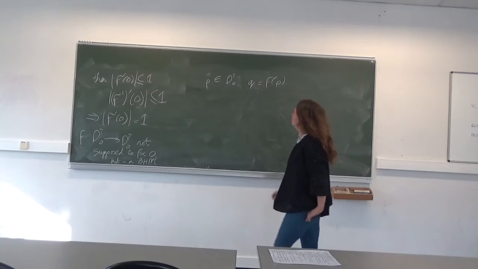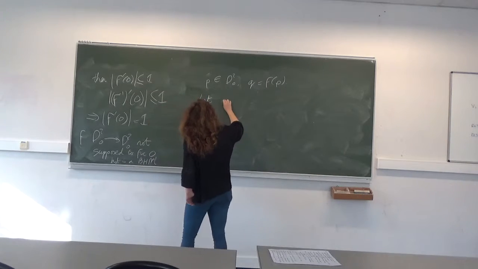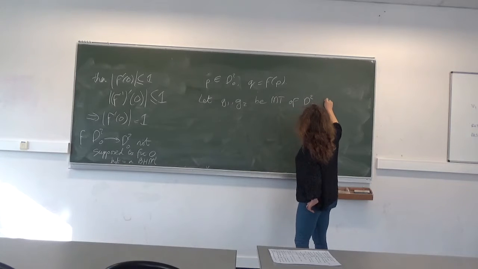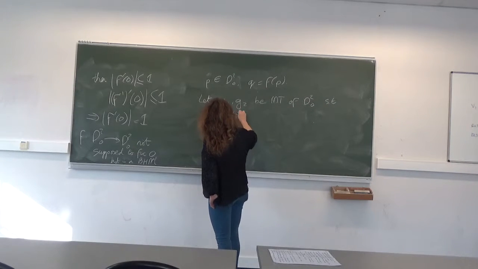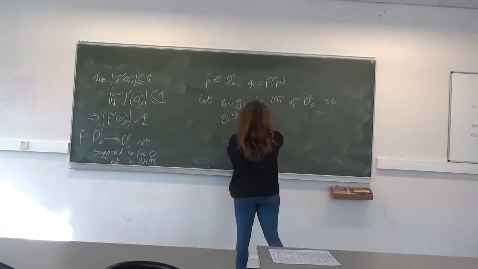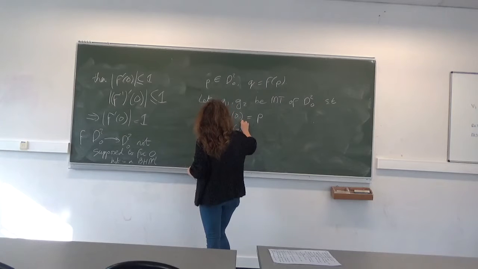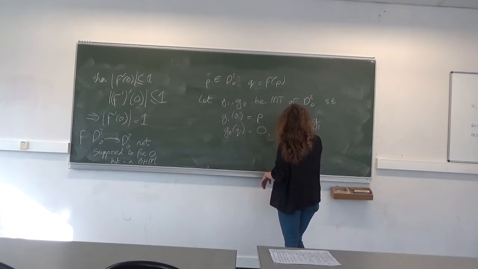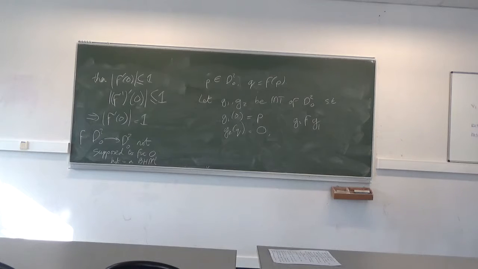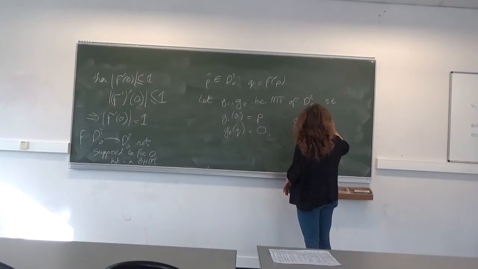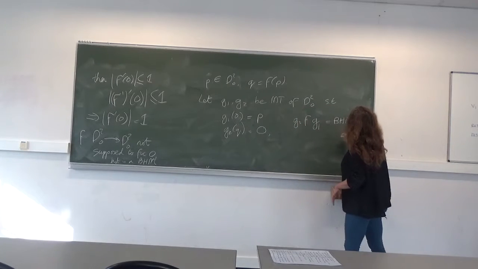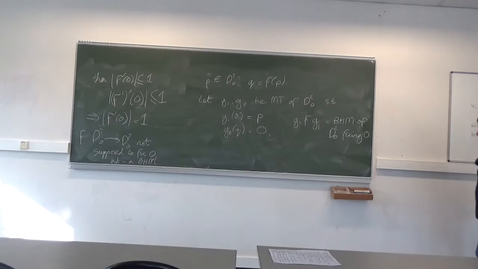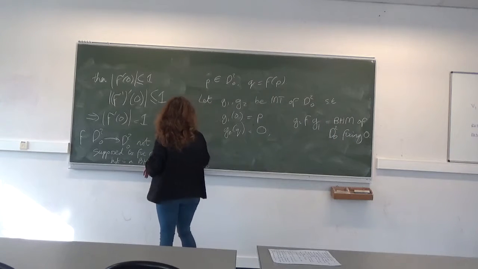Now I'm going to let G1 and G2 be Möbius transforms of the disk, fixing the disk such that G1 of 0 is equal to P and G2 of Q is equal to 0, such that if I look at G2 F G1 it is a biholomorphism of the Poincare disk fixing 0. Okay?